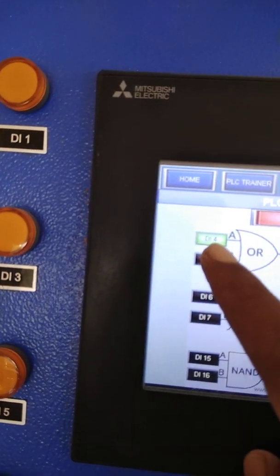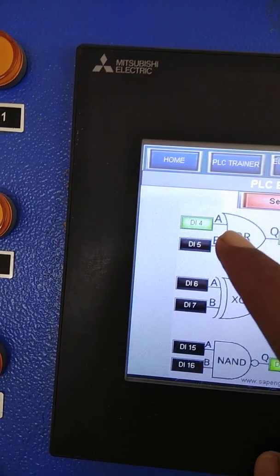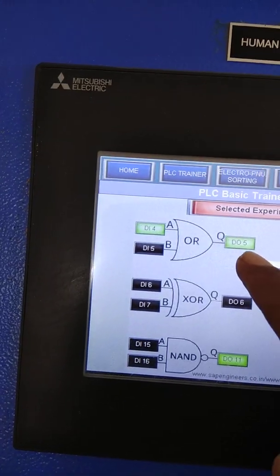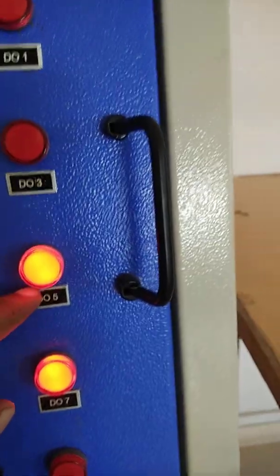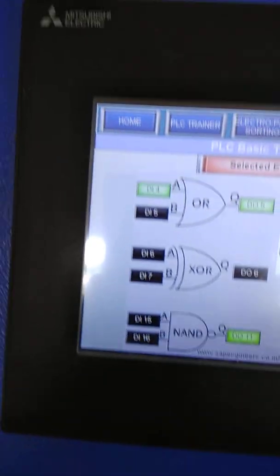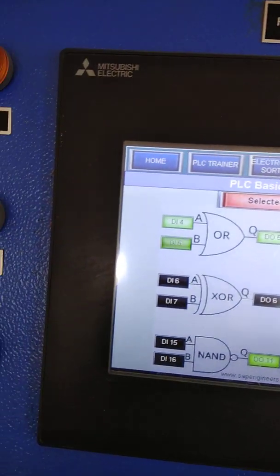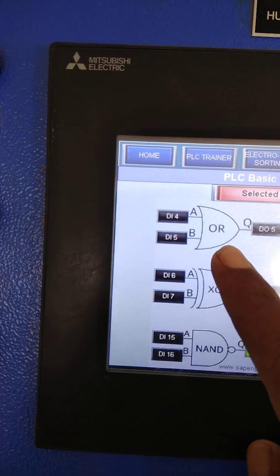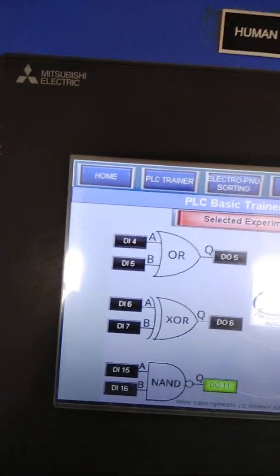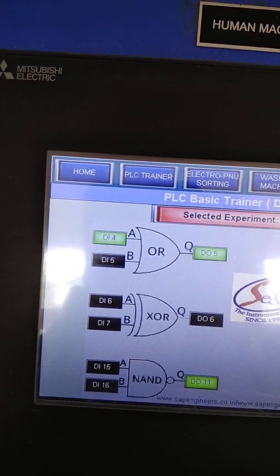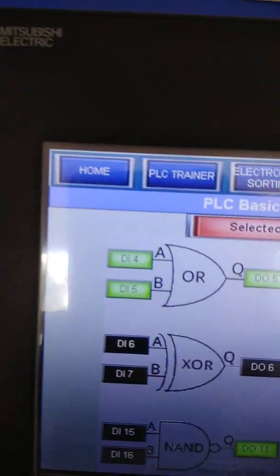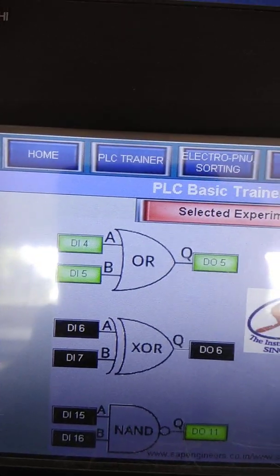When DI4 is 1, means input A is 1, B is 0, output is 1. This output is indicated on the LED, light emitting diode, at the output side DO5. So in this way we can have 4 different conditions for this OR gate. First condition is 0, 0, output is 0. For 0, 1, output is 1. For 1, 0, output is 1, and for 1, 1, output is 1.